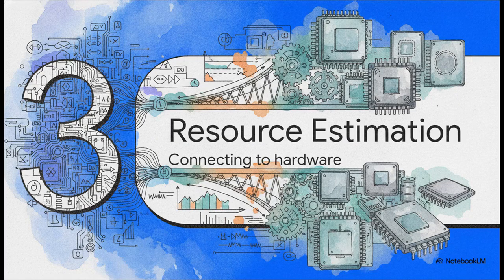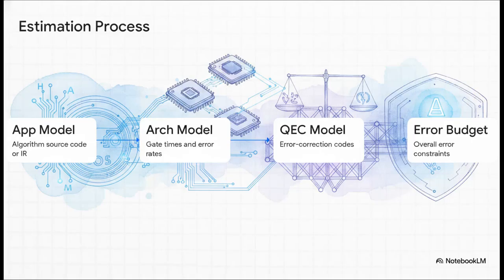Let's look at Section 3, Resource Estimation, the bridge connecting abstract algorithms to hardware roadmaps. Modern tools like the Azure Quantum Resource Estimator don't just guess at what we need, they calculate hardware requirements using a really rigorous four-step input process.